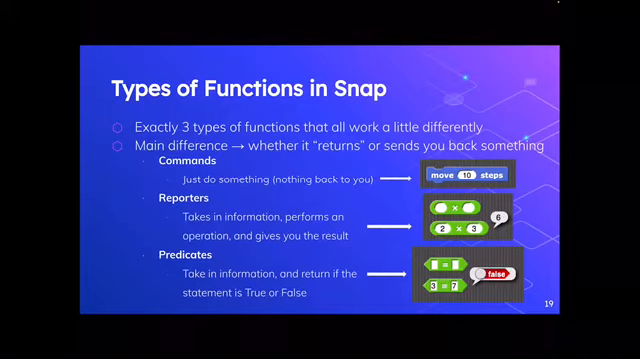Then we can have a reporter, which actually gives us back some value, like an integer or a float. So it takes in information, performs something with that information, and gives us the result. Then we also can have predicates, which take in some information, evaluate some stuff, and give us either a true or false value. So a boolean.